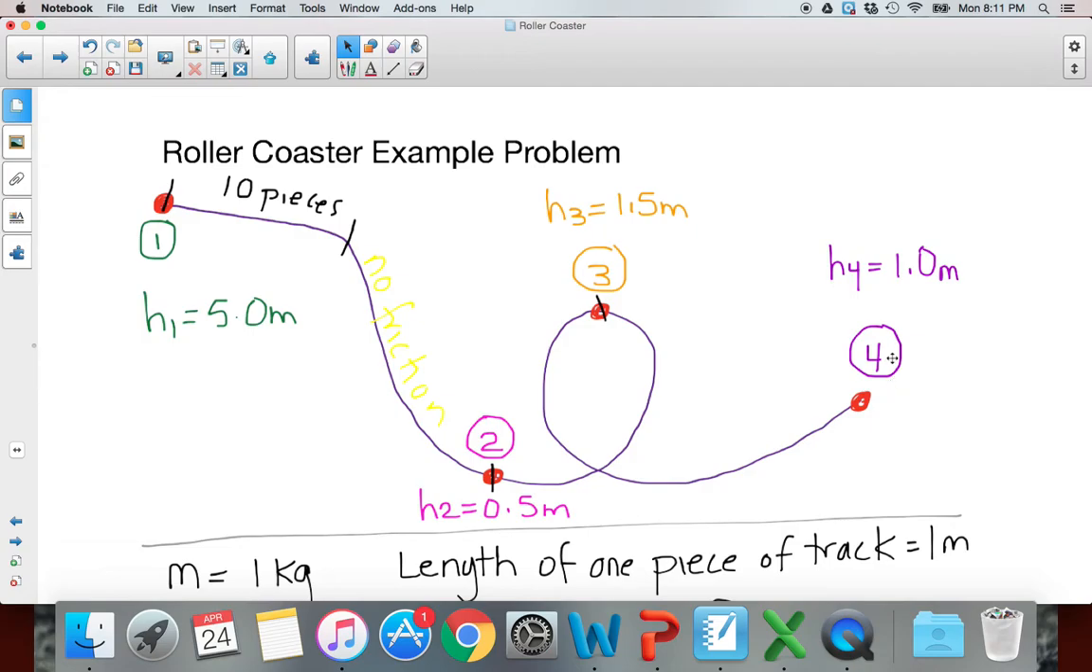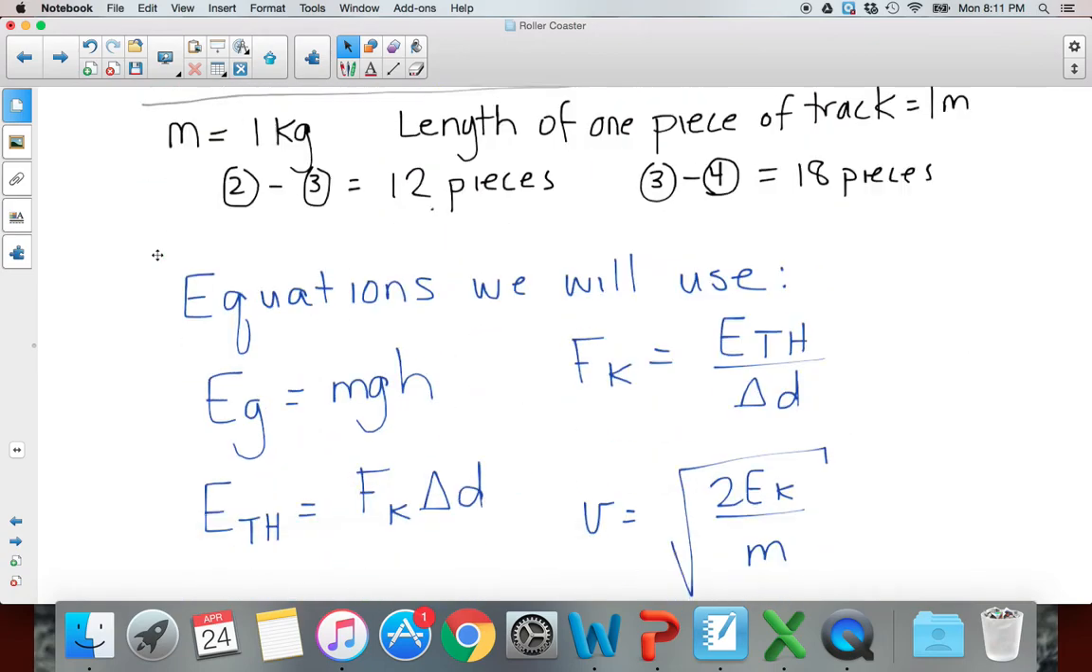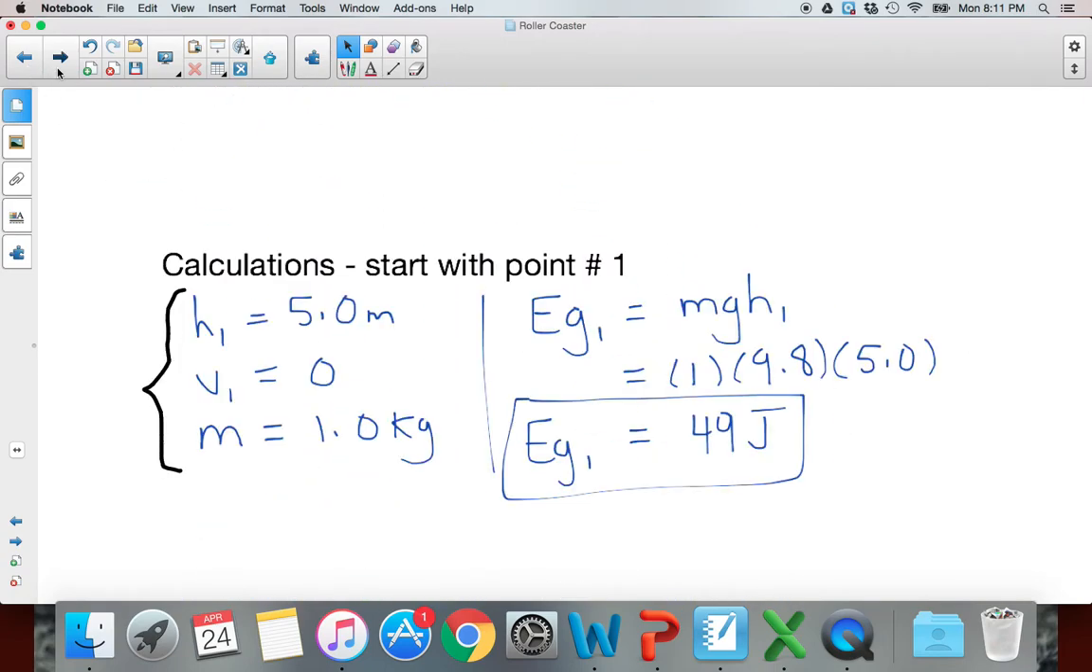Because point 4, you have to do second because that allows you to calculate the friction force. So let's jump down. We know the height at point 4, and the other thing we know about point 4. Now what's important for point 4 isn't the amount of track between 3 and 4. It's the total amount of track up to that point that has friction. So that's going to be the 10 plus 12 plus 18. But let's just see. Let's go on to point number 4 here.